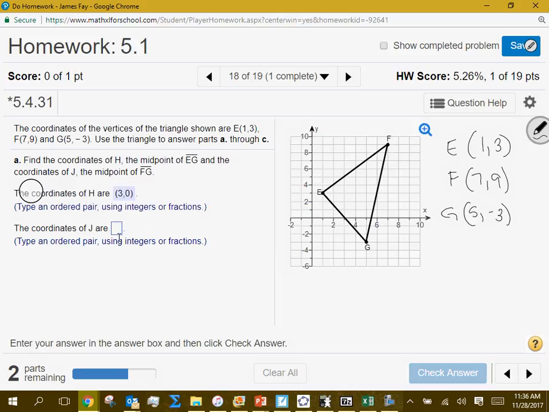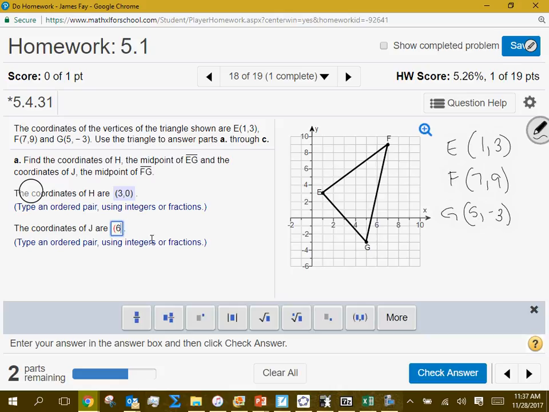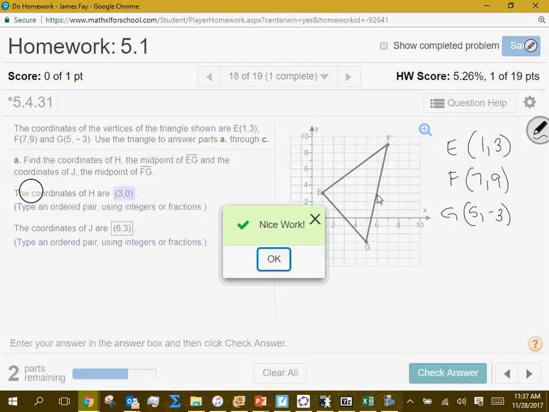Now I'll find J, which is the midpoint of F to G. So F to G, I'm going to take these x values and add them together. So it gives me 12. Divide that by 2 and you get 6, right? So 6, comma, and then add these together. Gives you 6. Divide by 2 gives you 3. Again, before I hit enter, I'm going to graph 6, comma 3. It's about where my cursor is. And that looks like it's between F and G, halfway in between. Check my answer. Good to go.